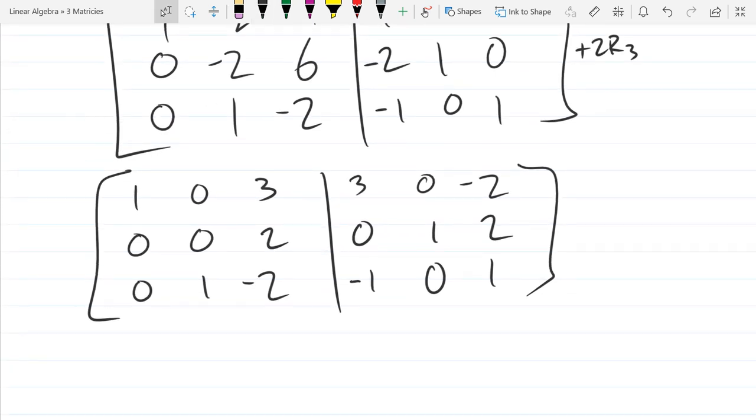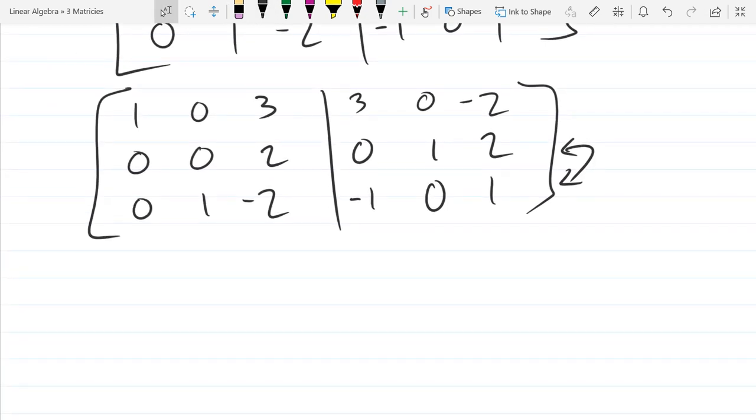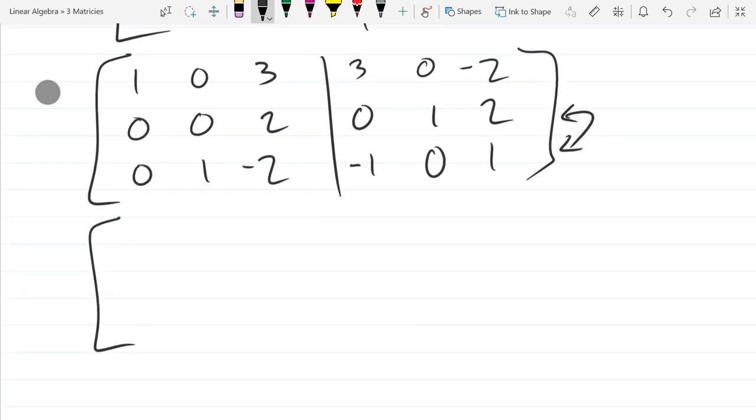All right, column two done. Let's do the row swap so it looks in a more normal order.